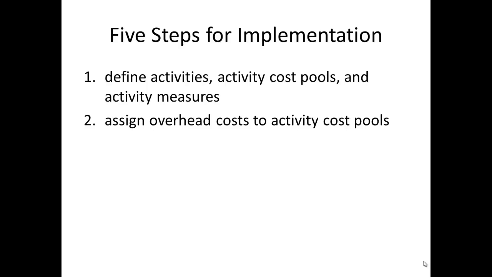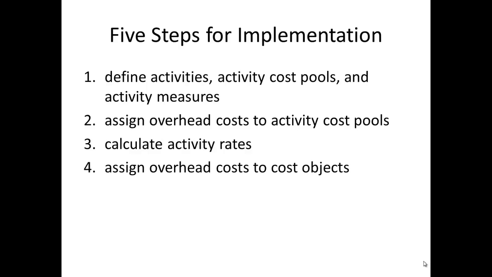The second step is to then assign overhead costs to specific cost pools. Calculate the activity rates is the third step. The fourth step is to assign the overhead costs to different cost objects. And then lastly, we're going to prepare some management reports. We're going to take a look at each of these steps in a little bit more detail.